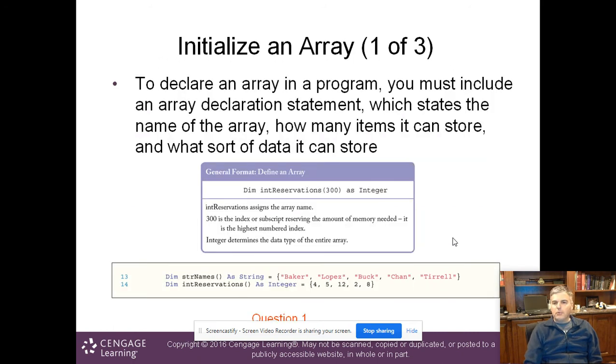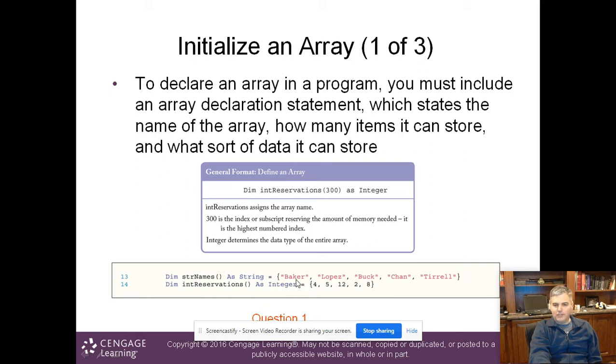To declare an array in a program, you must include an array declaration statement, which states the name of the array, how many items it can store, and what sort of data it can store. This is very similar to just declaring a variable. The only difference is you have to give it the number of items. In this example, we're declaring, so Dim, our variable name, and then we have these parentheses. This is how many items are in the array. It is blank in this example because we're specifying the number of items here at declaration.